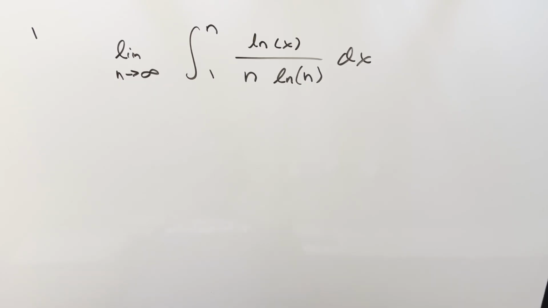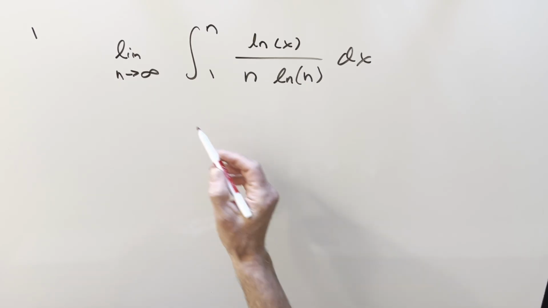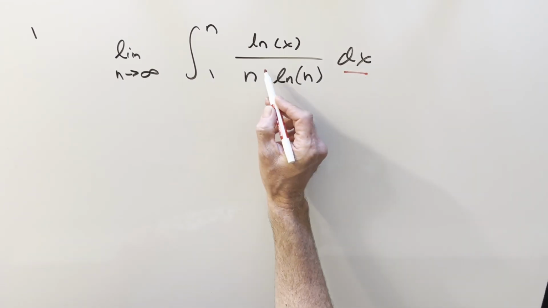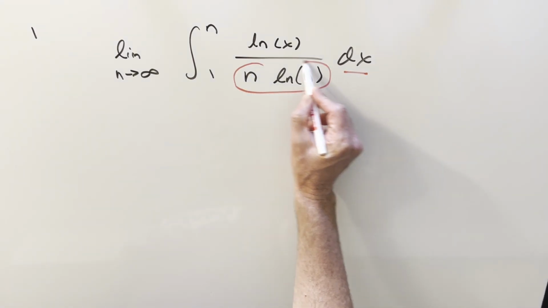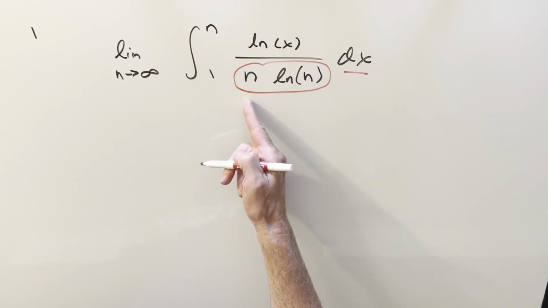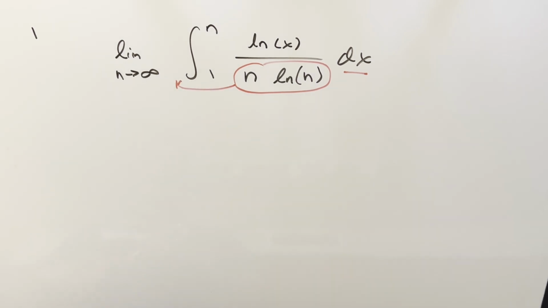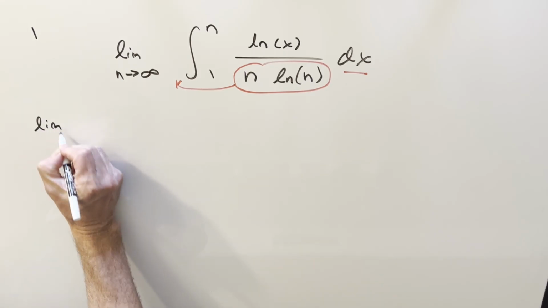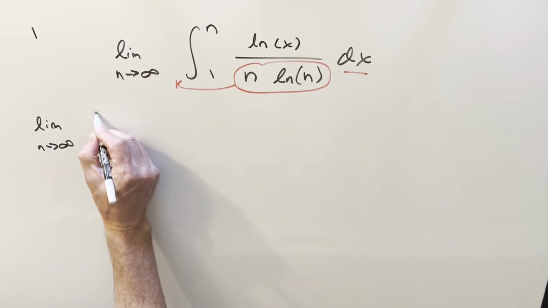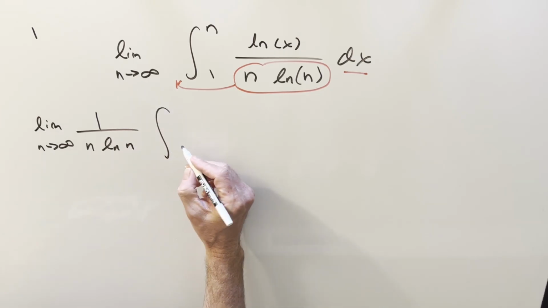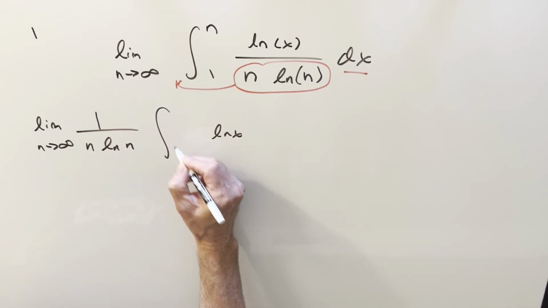I think for my first step here, just focusing on the integral with respect to x, we've got some stuff here that's all in n. So this part here is a constant that can come out front of the integral. Rewriting it, still all within the limit, we're going to have this constant in front, 1 over n ln n, and then this integral just becomes ln x.